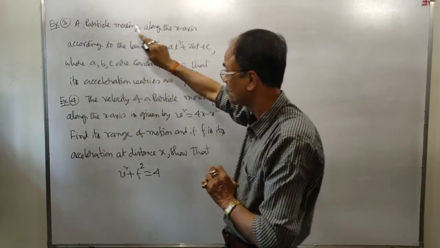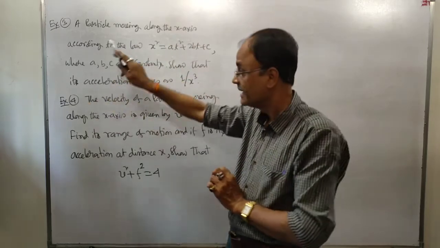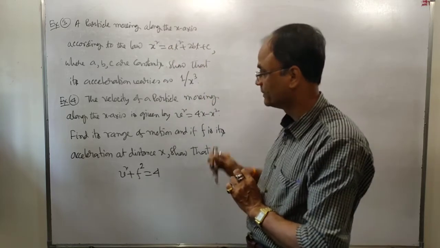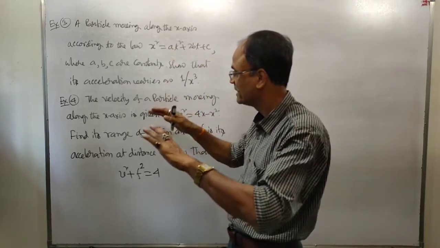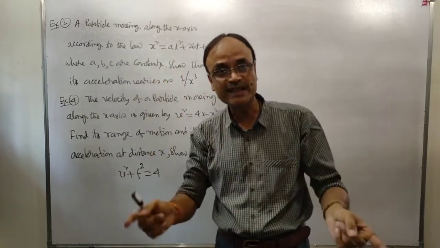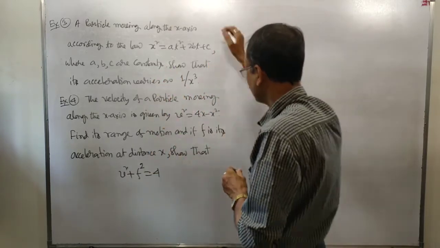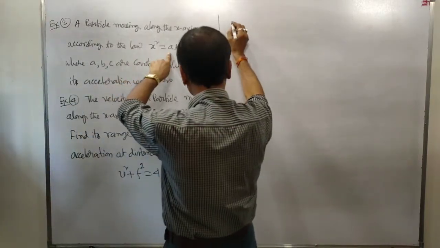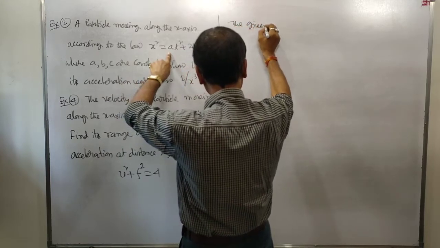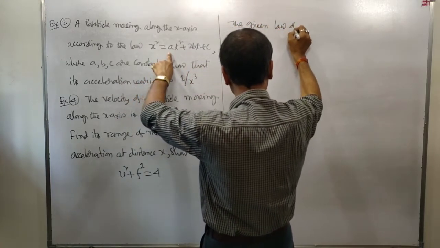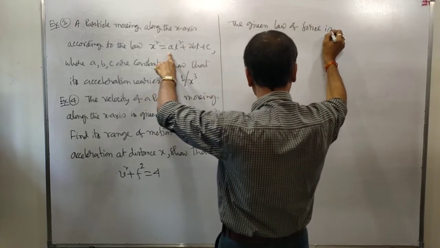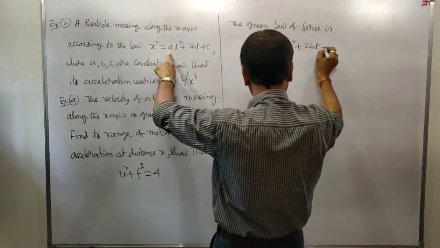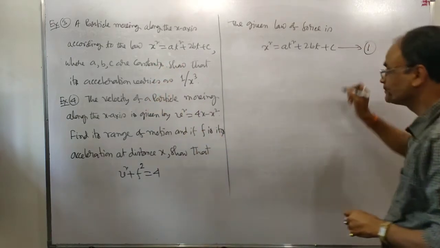First one: a particle moving along the x-axis according to the law x square equal to at square plus twice bt plus c, where a, b, c are constants. We have to show that the acceleration varies as 1 by x cube. The given law is x square equal to at square plus twice bt plus c, number one.